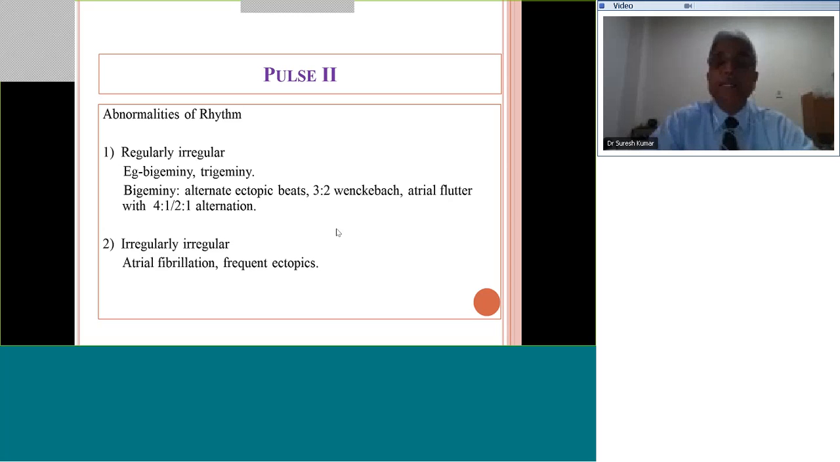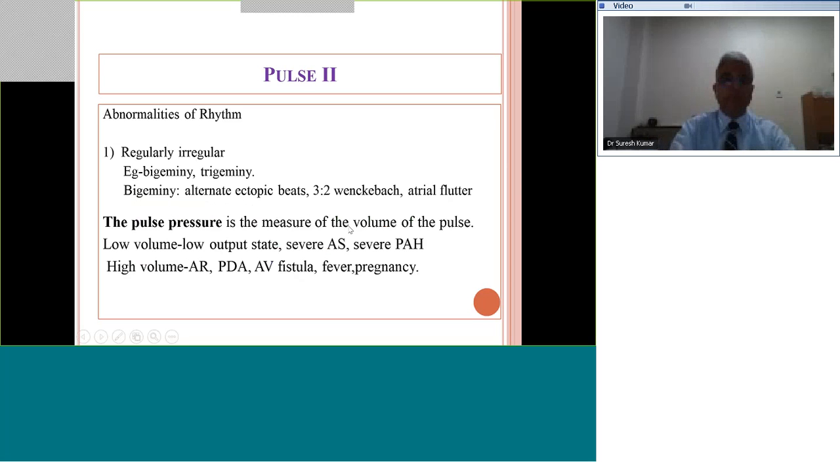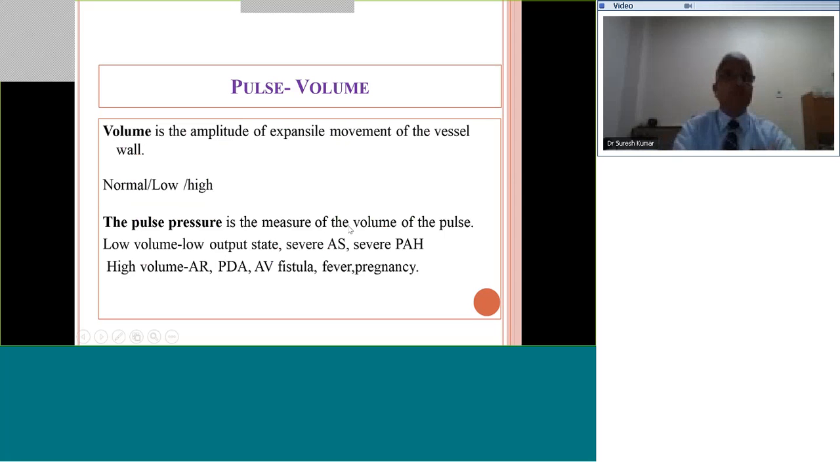When there is a bigeminy, alternate ectopic beats is a common cause, but not the only cause. Remember a 3:2 Wenckebach or an atrial flutter with an alternating 4:1 and 2:1 conduction can also produce bigeminy. Remember the different causes of bigeminy. The pulse could be absolutely irregular if there are random occurrences of frequent ectopics, or if there is atrial fibrillation. This was regarding the regularity of the pulse.